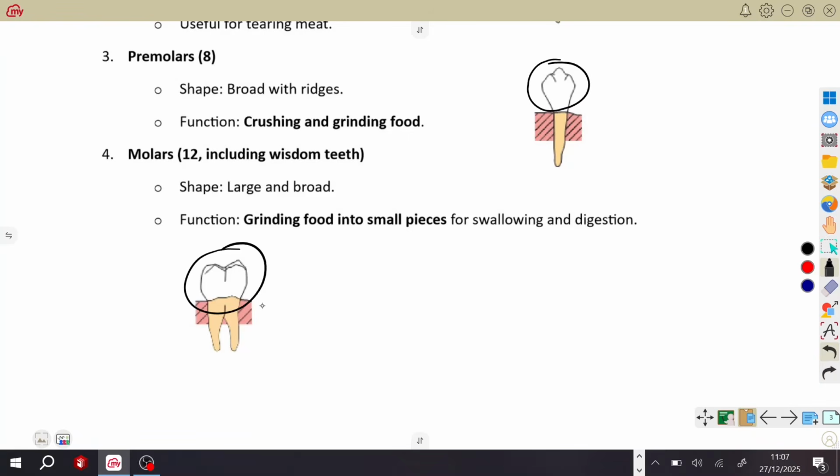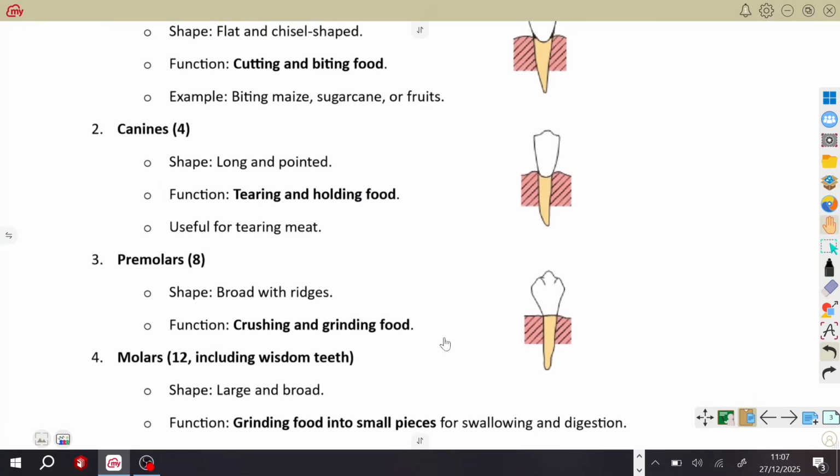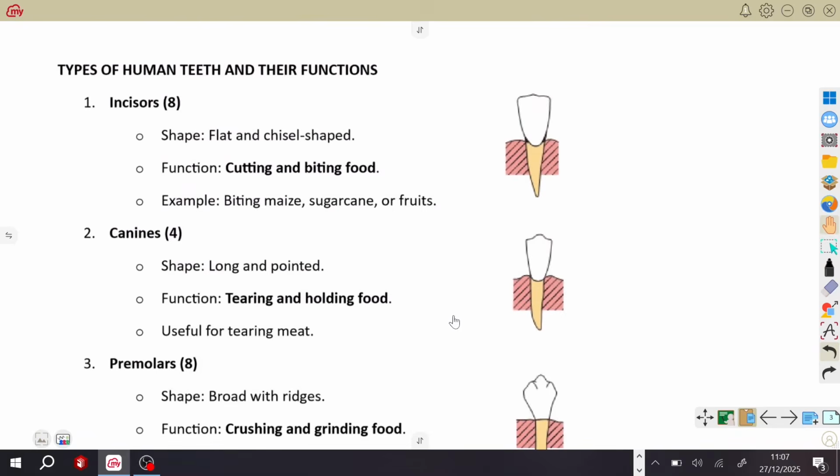Now, the molars make sure that if the food that was crushed by premolars was not well crushed into smaller pieces, then that food which comes from the premolars is pushed to the molars, so that the molars grind it further into smaller pieces for swallowing and digestion. Okay, so it is very important that as you go to write biology, you know these.